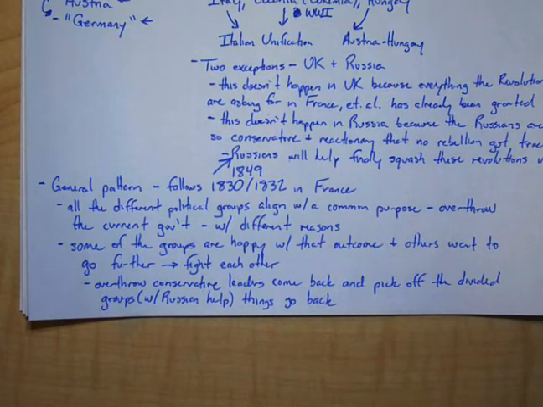So in our next video on the sequence of 1848, we're going to look at what's going on in France, because the once liberal Louis Philippe is going to become much more authoritarian, and all of the political groups are going to align with a common purpose, which is to overthrow the current government, but they're all going to have different reasons for doing it. So we're going to repeat what we just did in 1848.